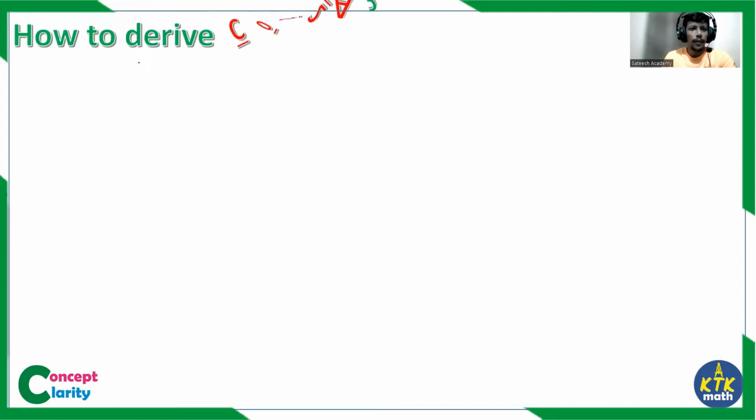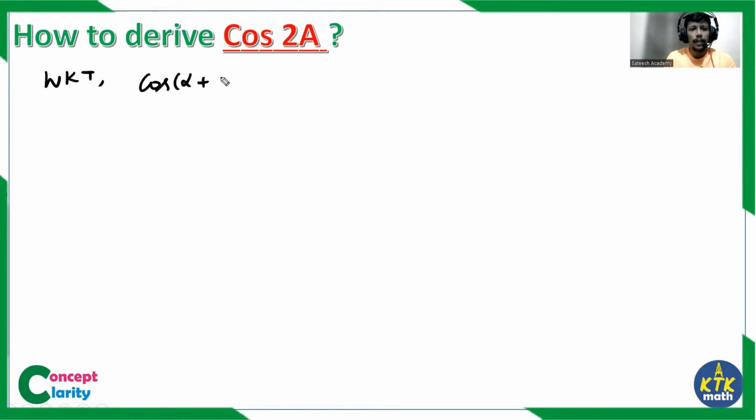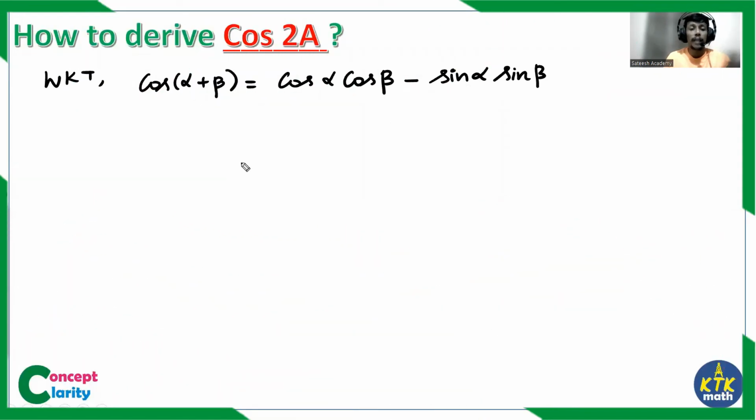Now we will derive the cos 2A formula. Exactly like what we have done with sin 2A, where we used the sin(alpha plus beta) formula, in a similar way we are going to use the cos(alpha plus beta) formula. What is the formula for cos(alpha plus beta)? Cos(alpha plus beta) is cos alpha cos beta minus sin alpha sin beta. You may have learned the same identity in terms of A, B also. It's not an issue, you can use alpha plus beta as well.